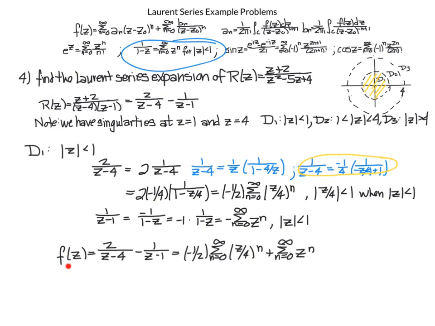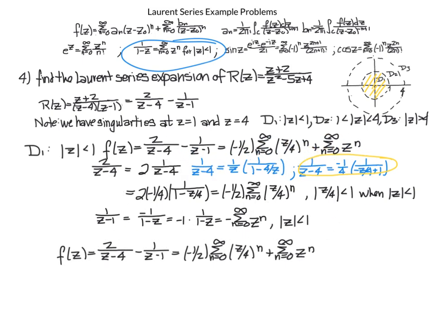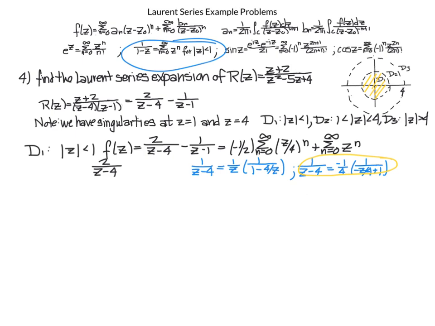Now I'm ready to write my f of z. I'm sorry, I guess it's r of z, but you know what? I'm just going to stick with f of z. Who calls functions r? But anyway, f of z is equal to 2 over z minus 4 minus 1 over z minus 1. Again, this is from partial fractions. And then my 2 over z minus 4 from this work is equal to minus 1/2 summation of z over 4 to the n. And then I need to subtract my 1 over z minus 1, so that will give me a plus over here, summation of z to the n. So this is my final answer for D1. I'm going to copy my answer up here so that I can clear the rest of this out and make room for D2.